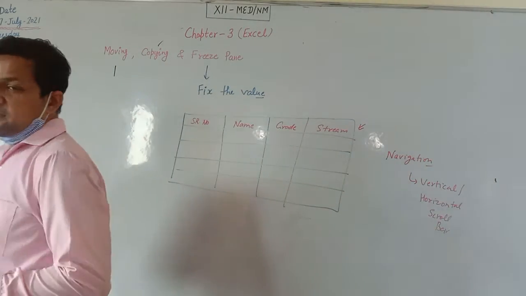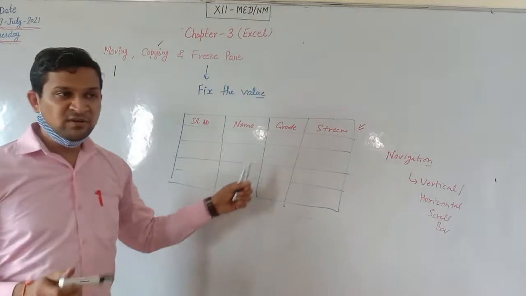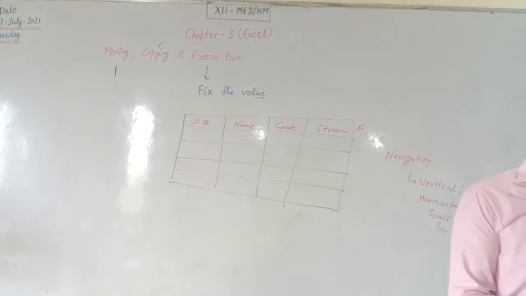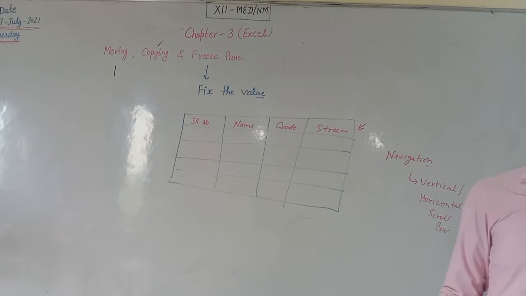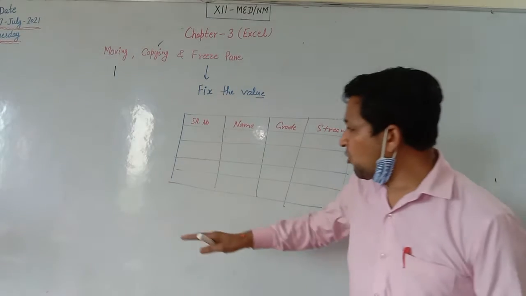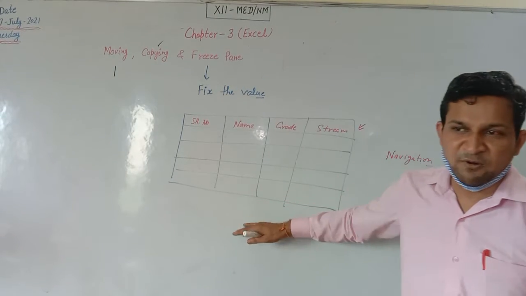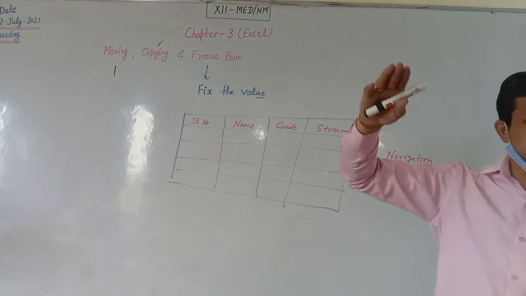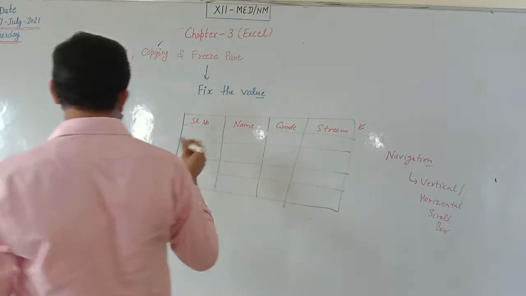Now the problem is, we want to enter a new value. It means if 500 records are there, we want to enter the 501st record. You don't know the column name. What is the name of the column? Because the column name has gone upward by navigating the screen. So what is the solution for that?